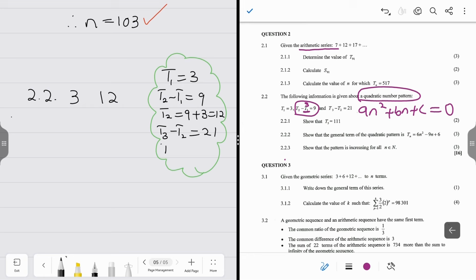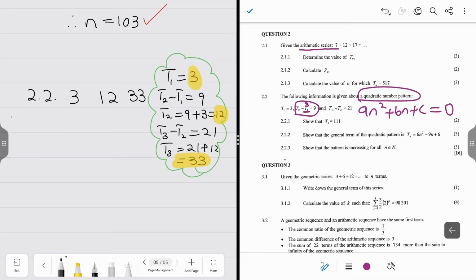What will happen then? I'll have T3 equals 21 plus 12, and that will give me 33. So this is the context that I have. I now know what my T values will be in this case. So I know that T1 will be equal to 3, T2 will be equal to 12, and T3 will be equal to 33. So that's how I start my work in the pattern way.